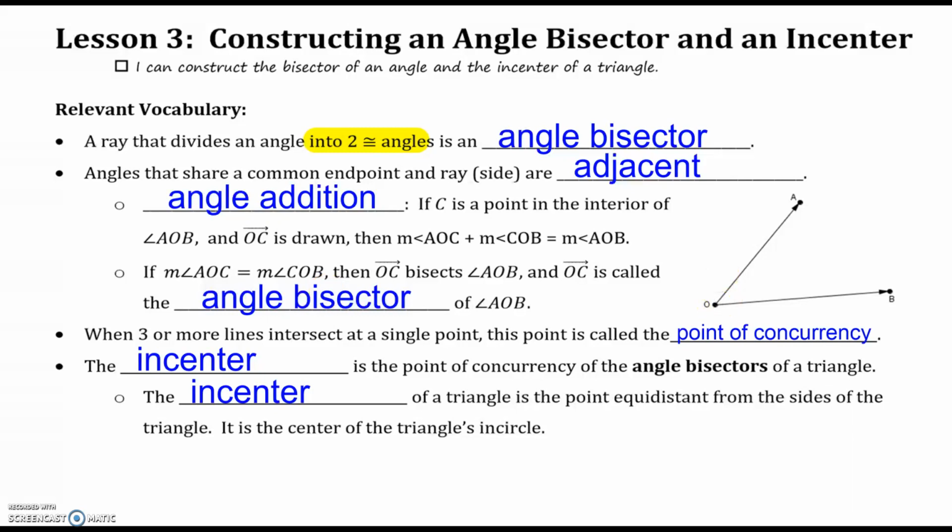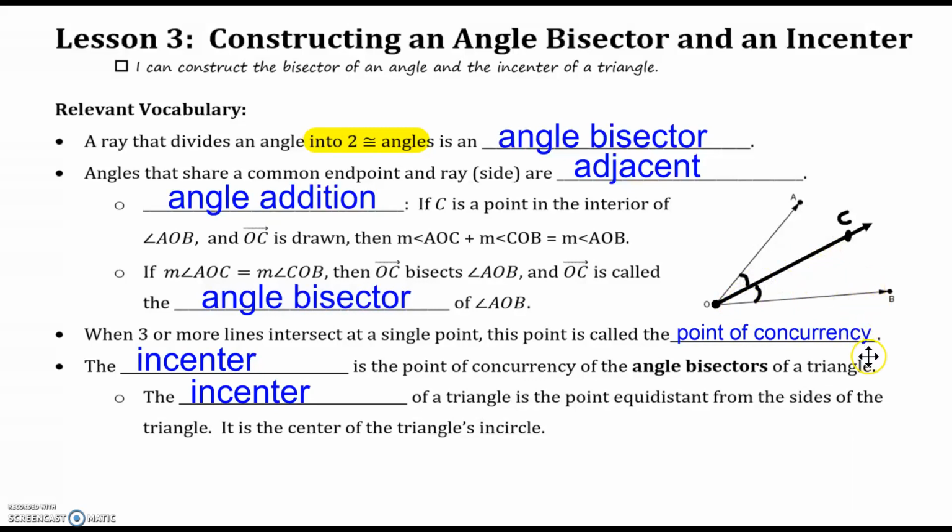So an angle bisector looks something like this, where we have this measurement in here congruent to this one here. And so I'm going to put a C here. So angle addition says that these two smaller ones, AOC and COB, would add up to AOB. And OC is an angle bisector if AOC and BOC are equal.